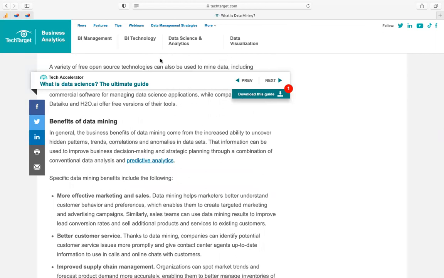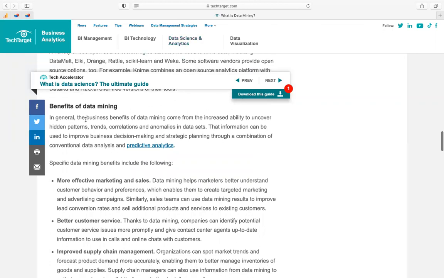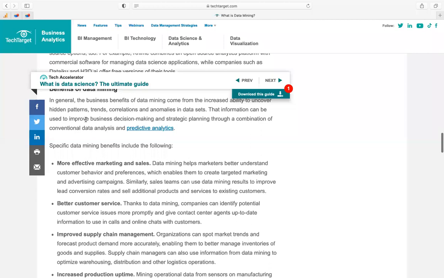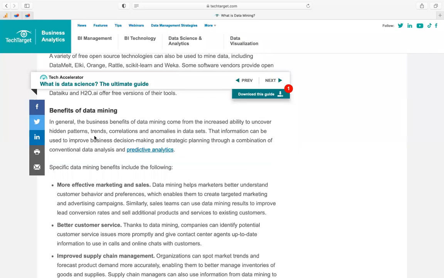So what are the benefits, then we end for today's lesson? What are the benefits of data mining? What at all does data mining do? In general, the business benefits of data mining come from increased ability to uncover hidden patterns, trends, correlations, and anomalies in data sets. That information can be used to improve business decision making and strategic planning through a combination of conventional data analysis and predictive analytics.